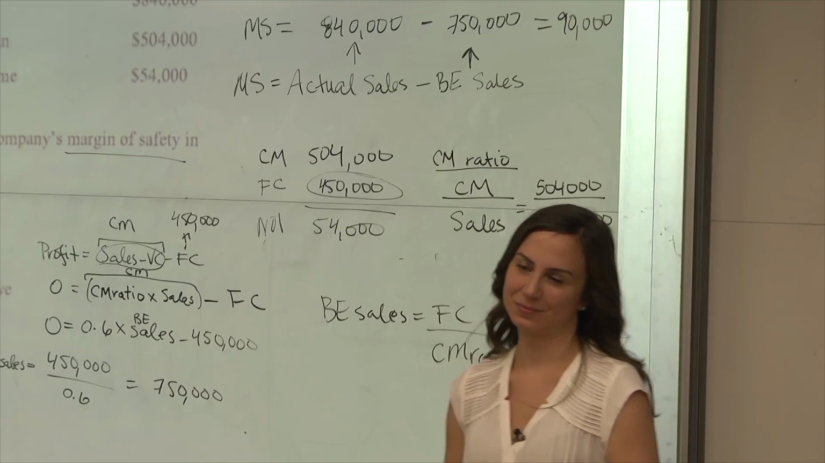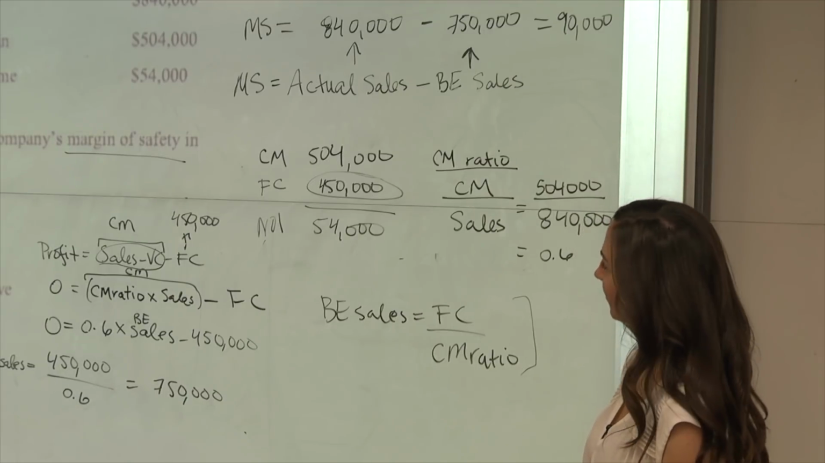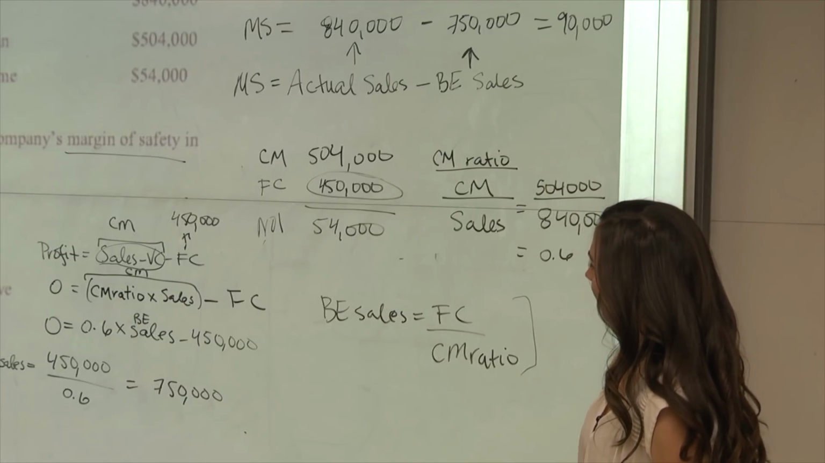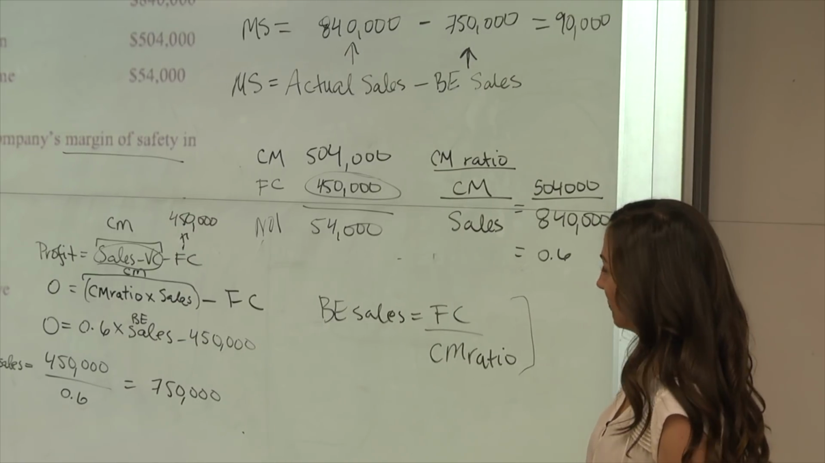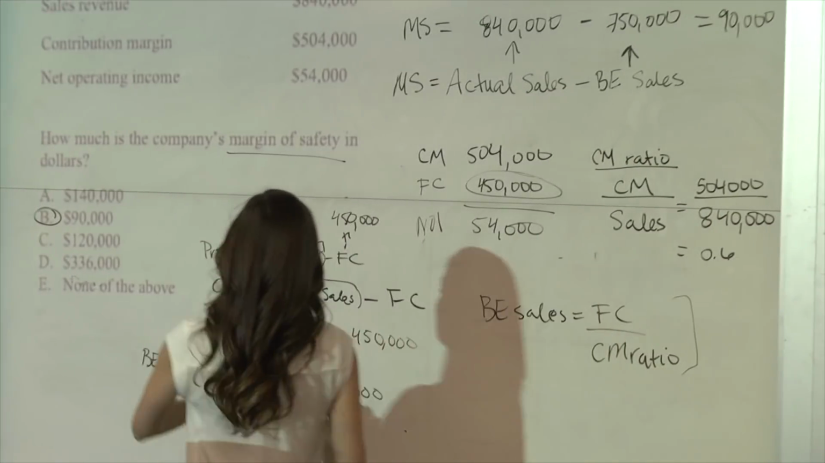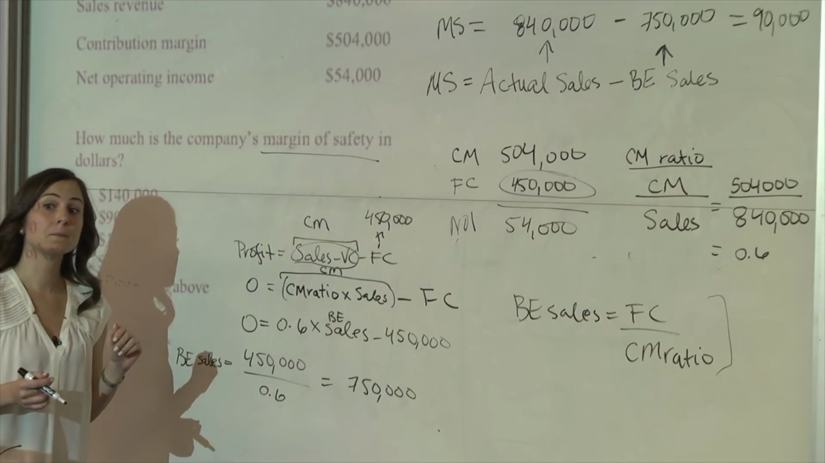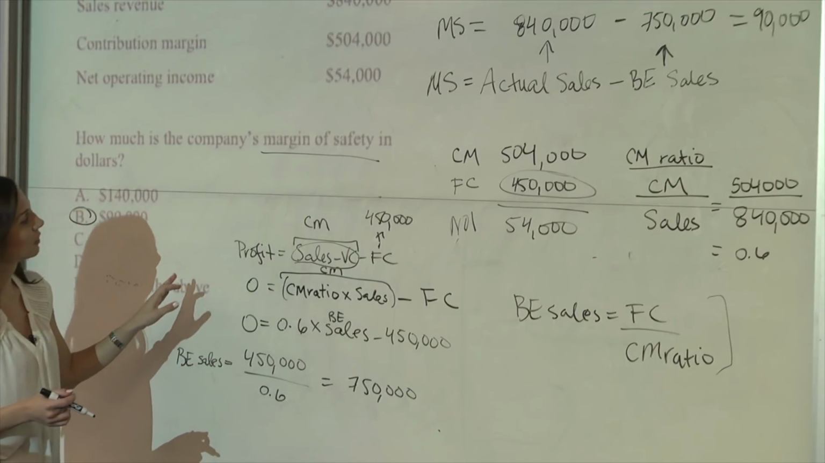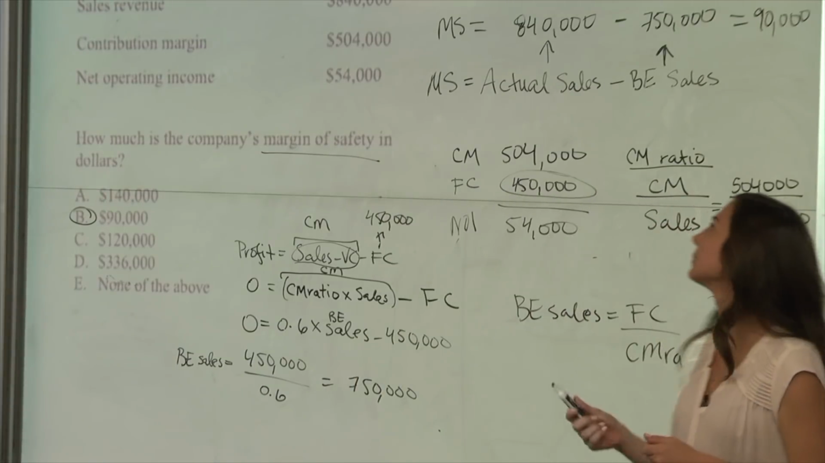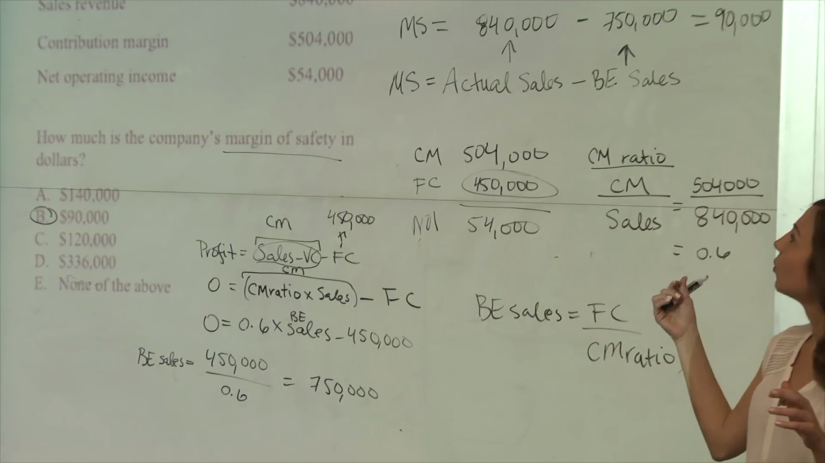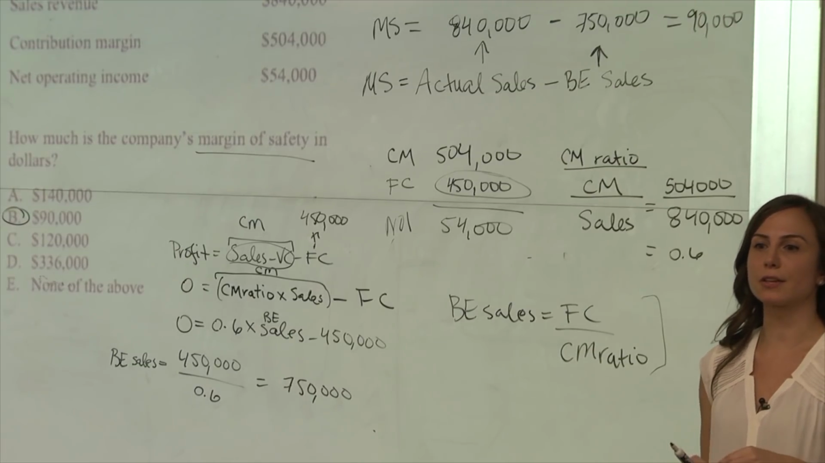Yeah. I'm very confused about the 2 lines over where you have the CM ratio times the sales. Isn't that supposed to be the break-even sales? No. So the CM ratio times the sales is the contribution margin. Yeah, but sales over there is supposed to be 840,000. Yeah, so we're given some information in the problem about what we currently have for the company. So we currently have 840,000.